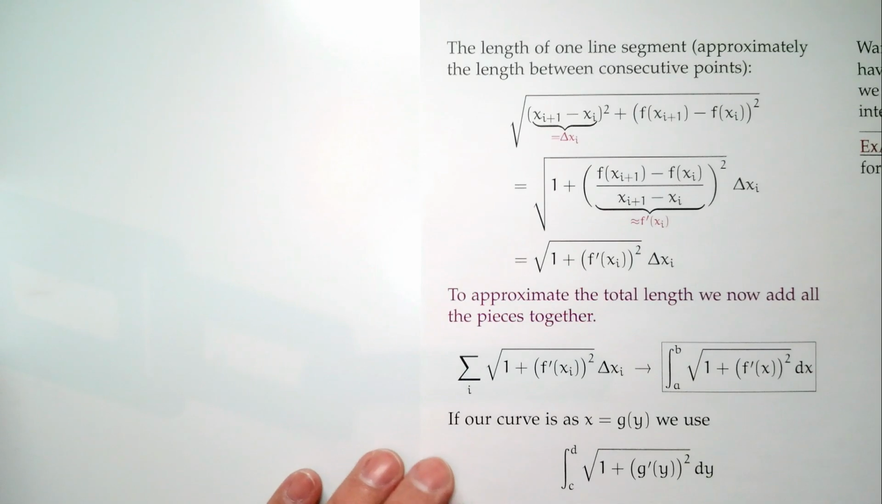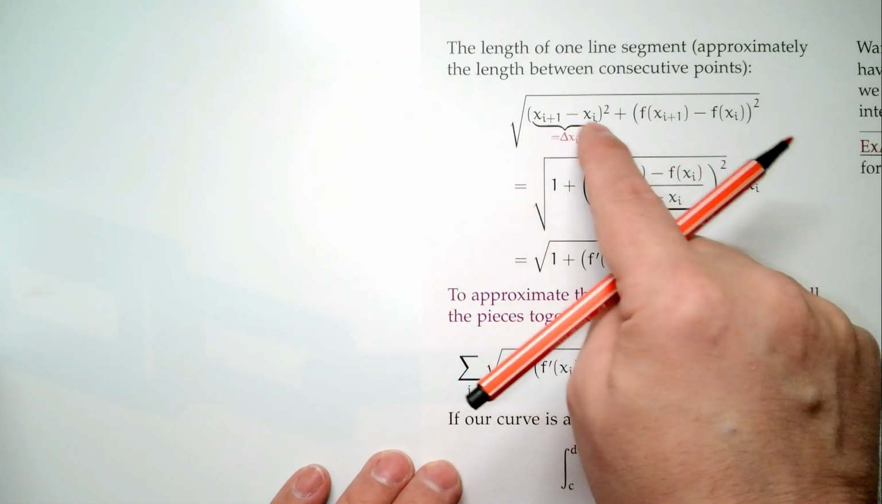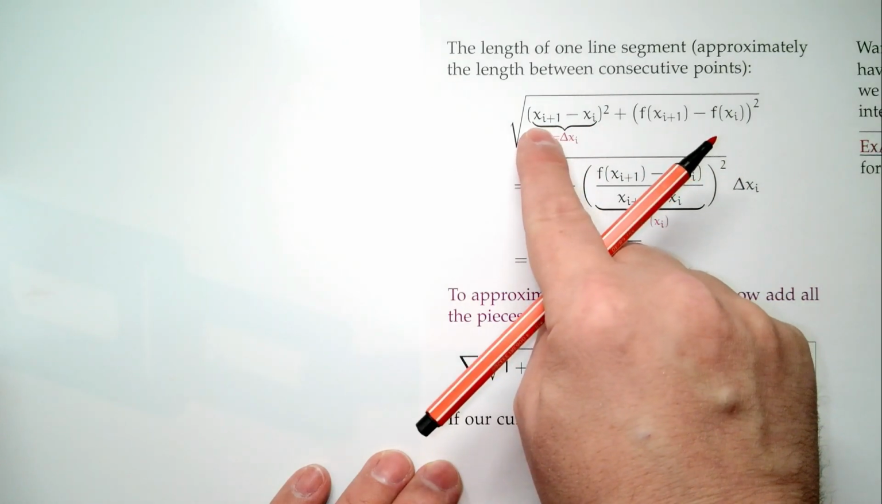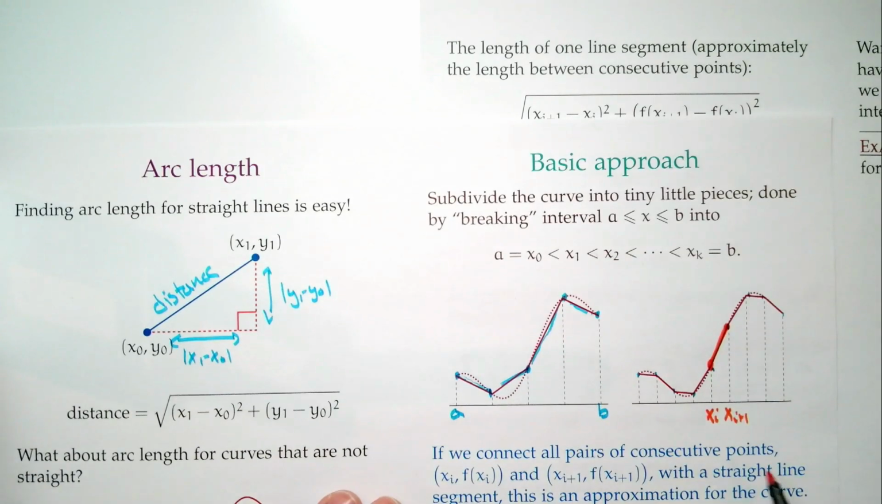We get the following. That one piece, we have the change in the x values. So that's the x_{i+1} minus x_i. And so in terms of this picture, that's this part right here. All right, that's the change in the x.